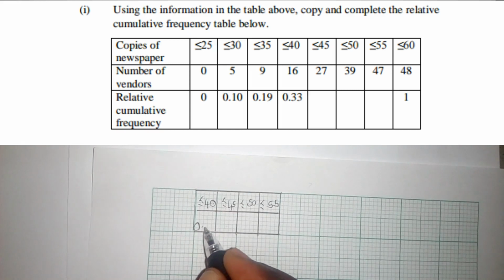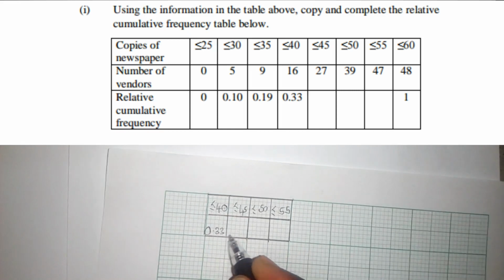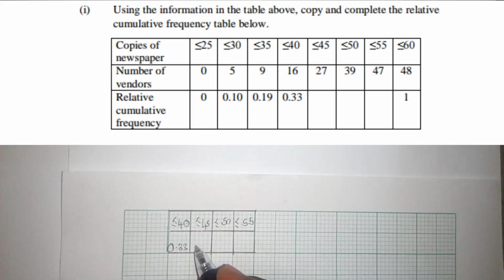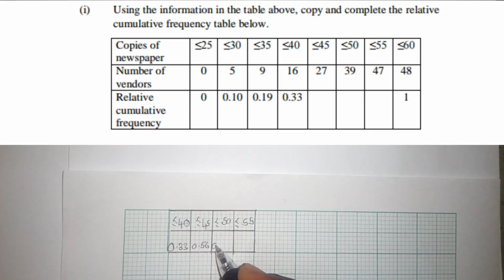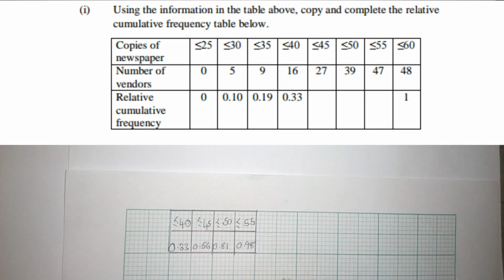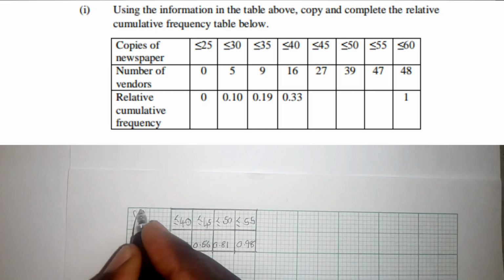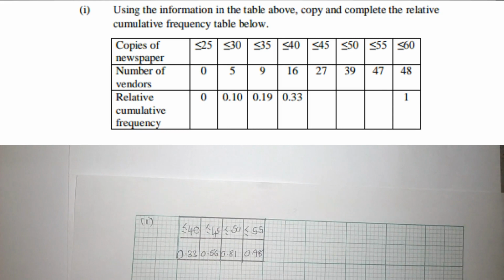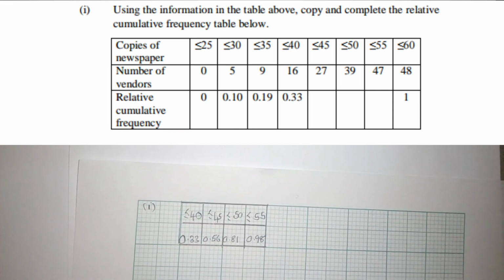So under 40 we have 0.33, and then the missing numbers are 0.56, 0.81, and 0.98. So this is question 1, Roman numeral 1. So we go to question 2. Question 2, we have been asked to graph the points.